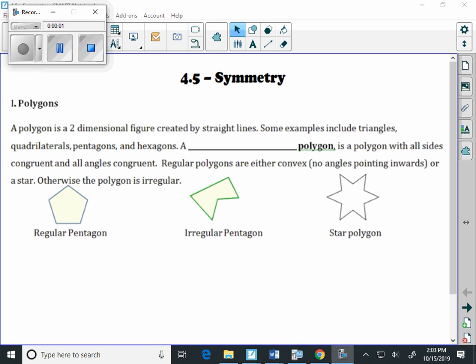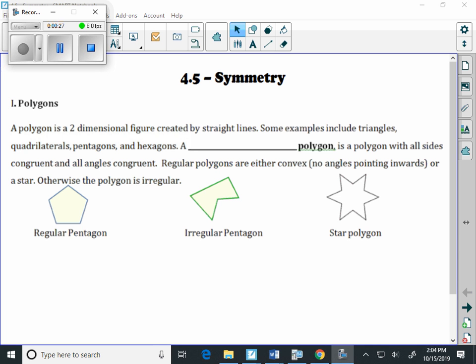We're going to talk about symmetry today, and just a little bit of review of polygons before we get into the actual symmetry. The good news is that you've probably studied some symmetry before in your earlier classes, but a polygon is a two-dimensional figure created by straight lines. So some examples include triangles, quadrilaterals, pentagons, and hexagons.